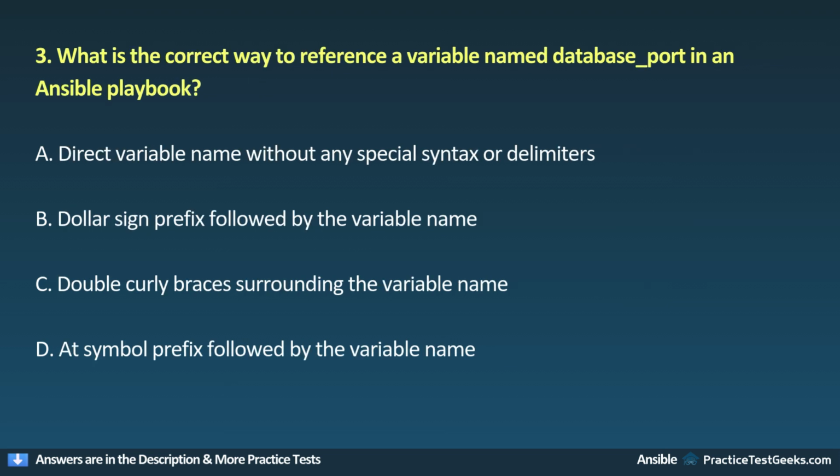3. What is the correct way to refer to a variable named database_port in an Ansible playbook? A. Direct variable name without any special syntax or delimiters. B. $ sign prefix followed by the variable name. C. Double curly braces surrounding the variable name. D. @ prefix followed by the variable name.